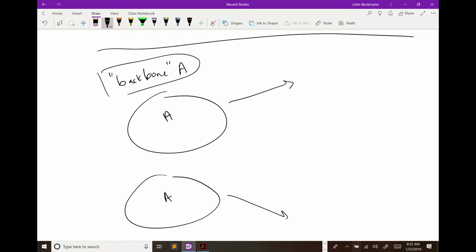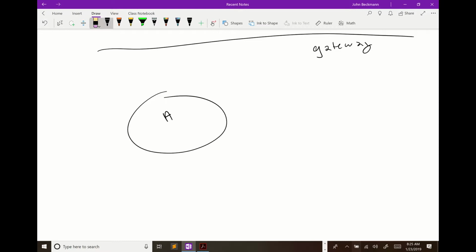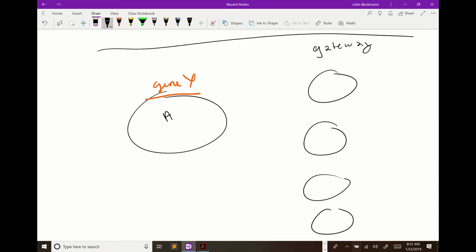Gateway plasmid. If you're talking about a gateway plasmid, that means you cloned gene Y into plasmid A, but you're actually going to do a lot more stuff with it. You're going to put it into different plasmids that do different things. Maybe in this plasmid, you're going to put a GFP tag on it. In this plasmid, you're going to put a HIS tag on it. In this plasmid, you're going to put a yeast two-hybrid component.